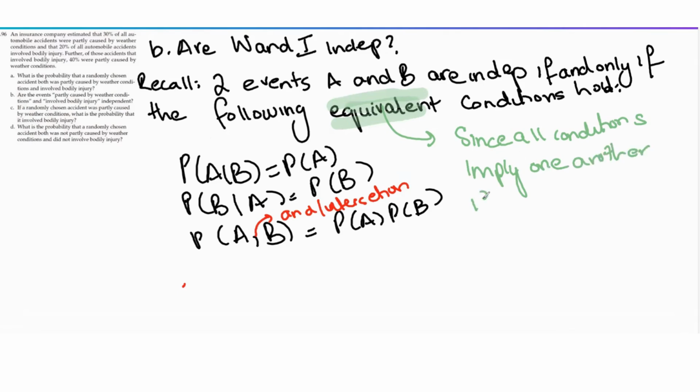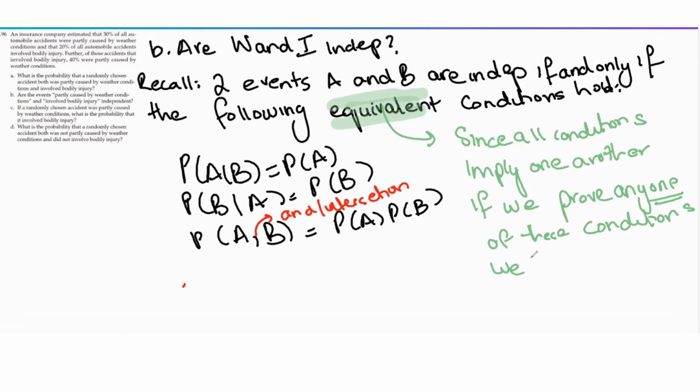if we prove any one of the conditions, right? You just need to prove any one. You don't have to prove all three. If we prove any one, so the key word is any one of these conditions, we have shown A and B are independent because all of these conditions are equivalent. They all imply one another. So if you prove any one of these conditions, we have shown A and B are independent.